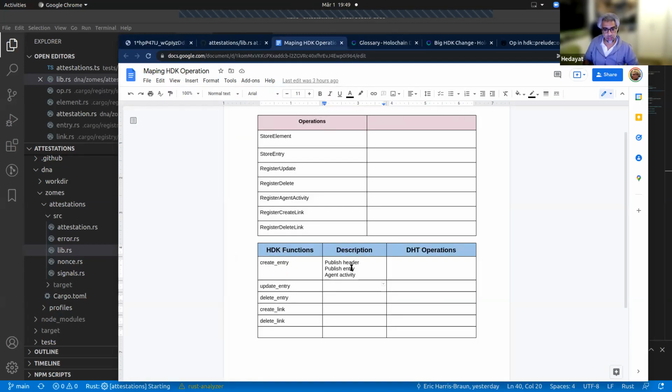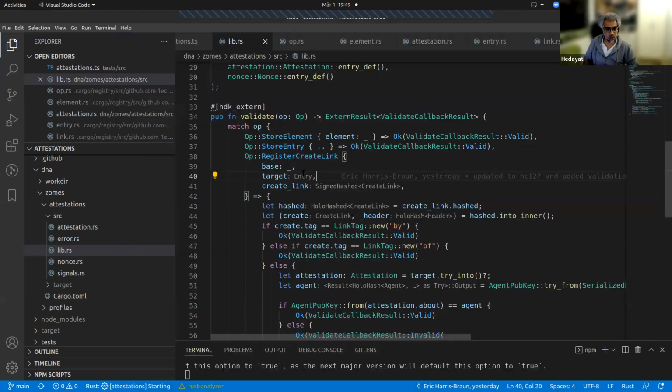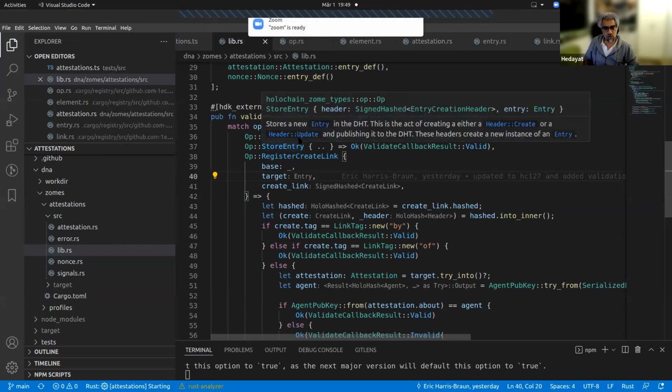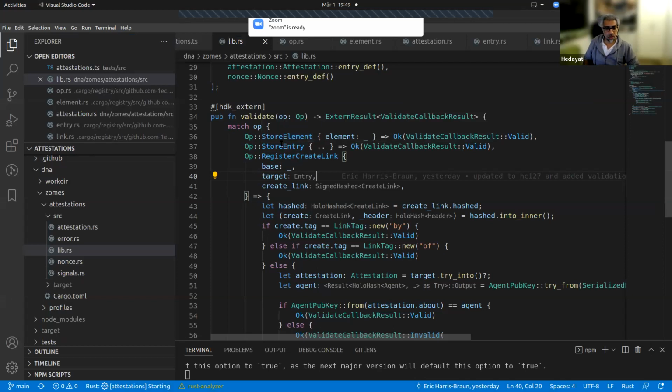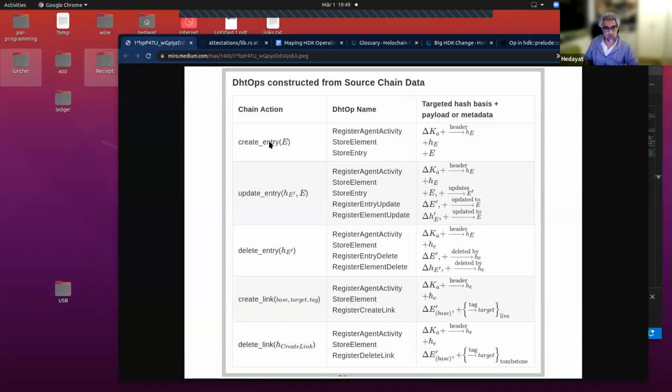So what's happening in, where is it? Create entry, publish header, publish entry, agent activity. Register agent activity, store element, and store entry. This one is close to the code, so it means store element. Let's say I'm going to create entry, okay? Which one is going to happen? Based on the document, for any create entry, this three-time validation I'm supposed to receive and work on. Am I right?